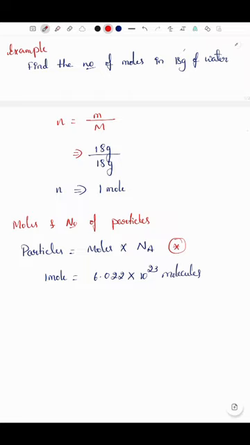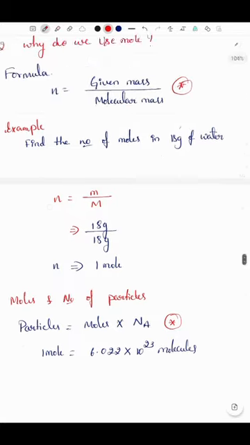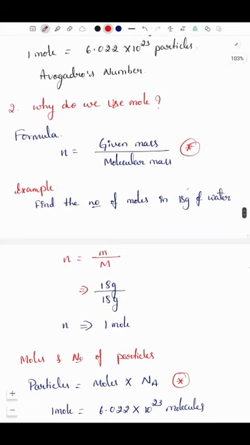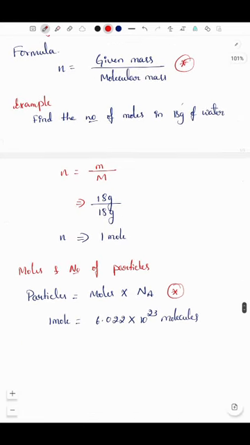Always check calculations carefully. So in today's video, we learnt what a mole is, what Avogadro's number is, the mole formula, and a numerical problem. In the upcoming videos, we will be solving other numericals related to the mole concept. Hope this video helps you. Practice a few problems daily and the mole concept will become very easy.